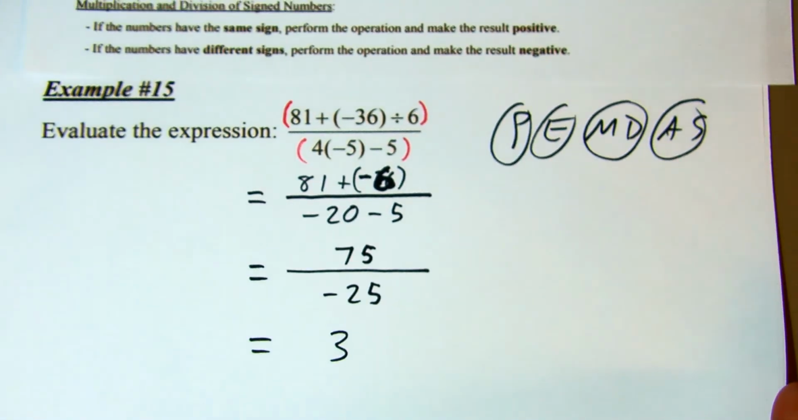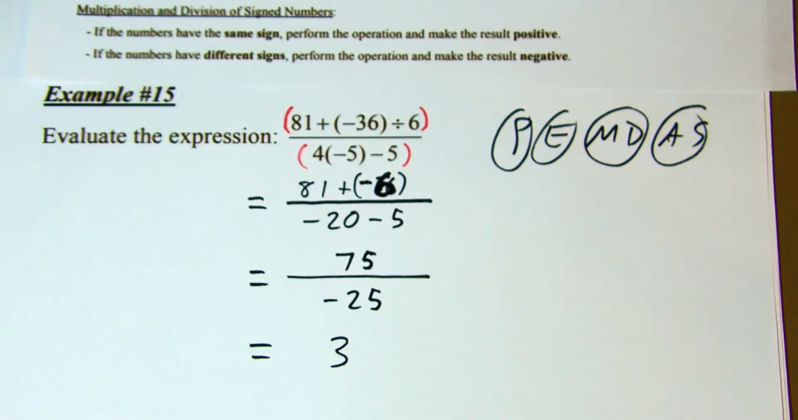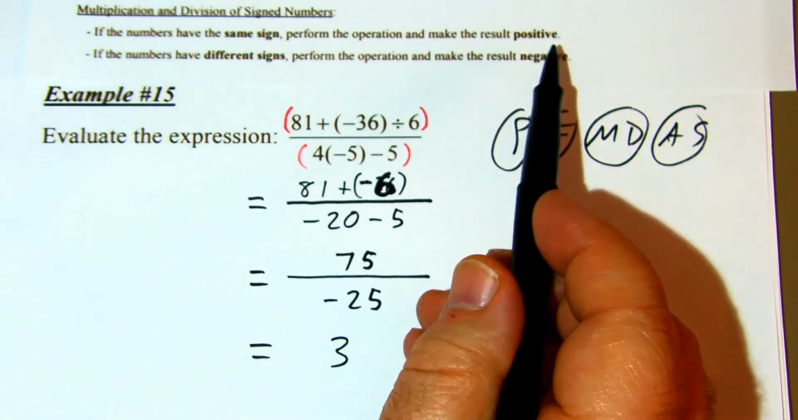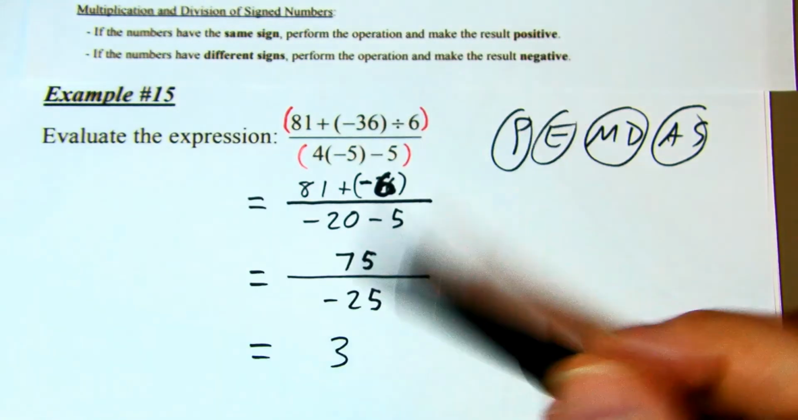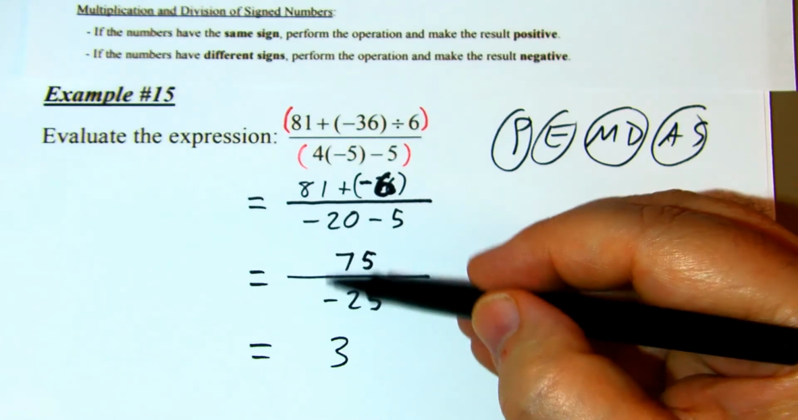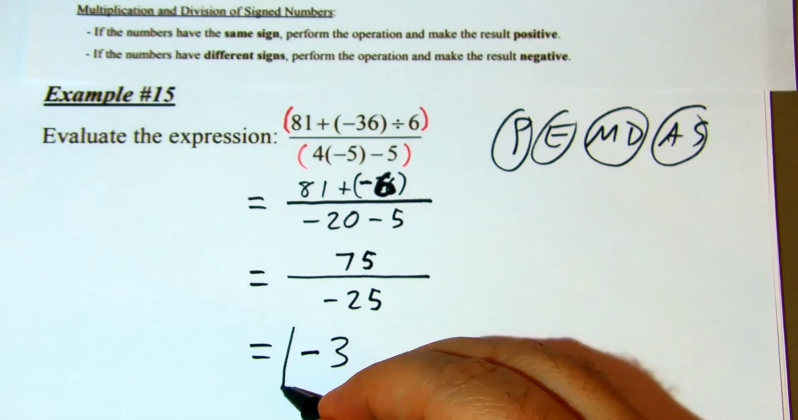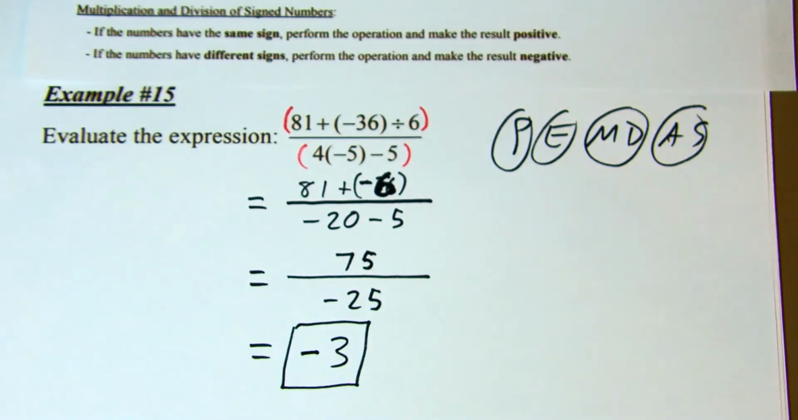Again, we have rules up here for multiplication and division of signed numbers. The rules are the same for multiplication and division with signed numbers. If they're the same, you get a positive. If they're different, you get a negative. So this one doesn't say, so it's positive. So these two signs were different, so we get a negative. And so I'll put a negative right in front of that 3, and our result is negative 3.